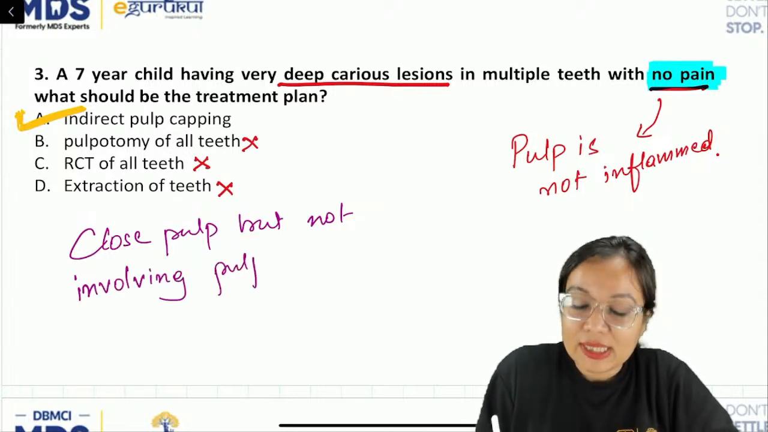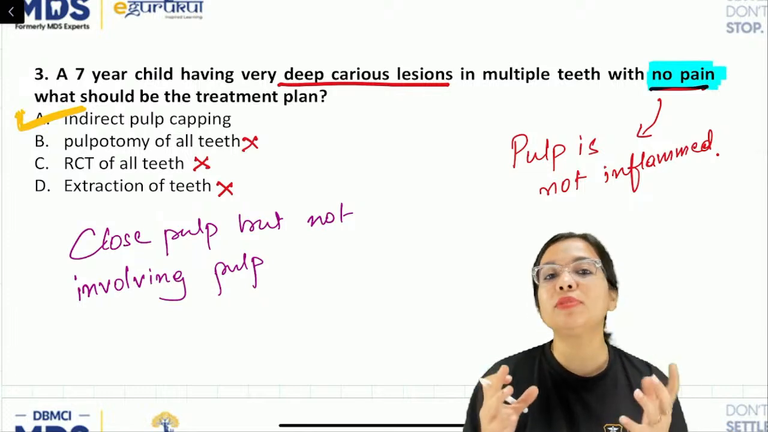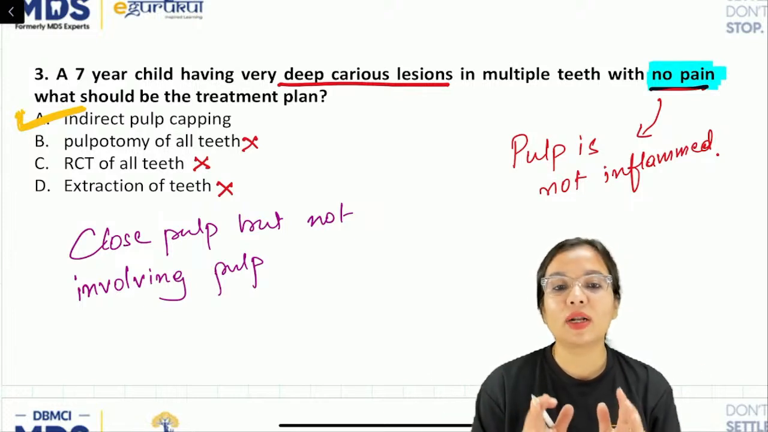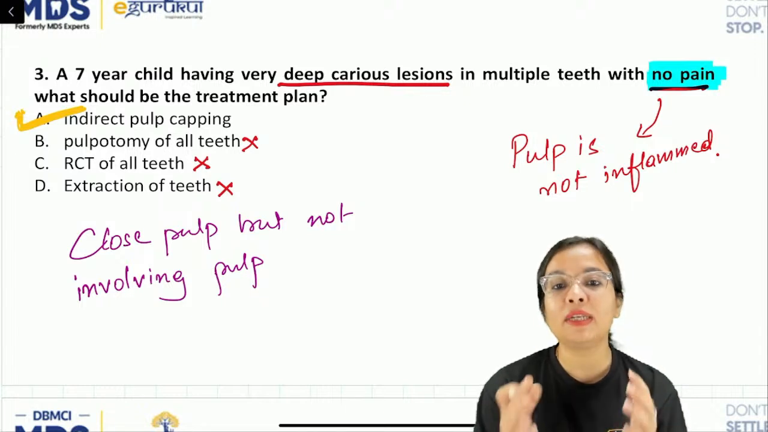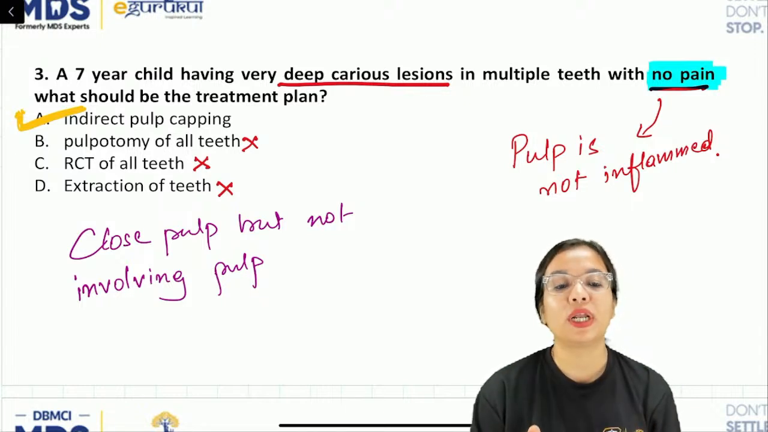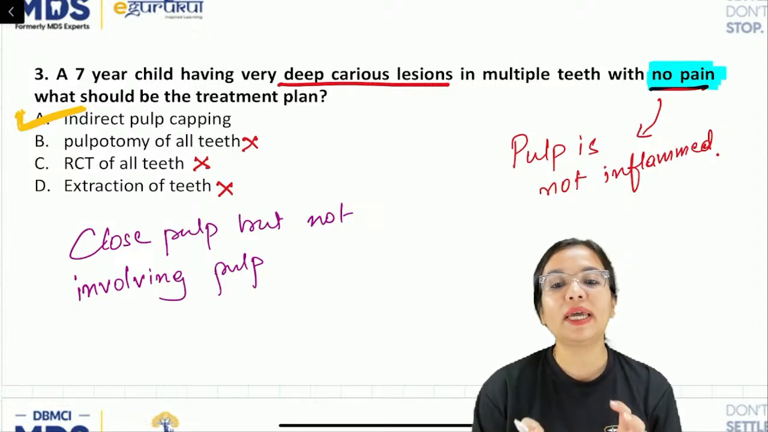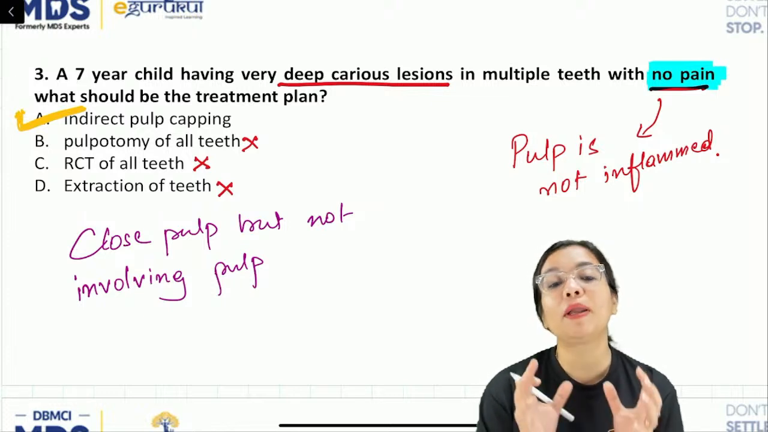Okay, so in these cases, again, there are no signs and symptoms of pulp degeneration or pulp inflammation. So the caries surrounding the pulp, a small part of the active caries, is left in place to avoid pulp exposure, and it is covered with a biocompatible material. The indirect pulp capping has been shown to have higher success rate than pulpotomy.